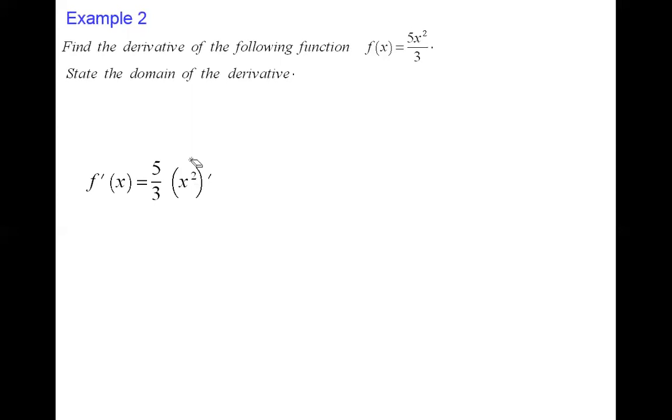That means the derivative of x squared is of course 2x. And now I can combine: 10x over 3. And the domain of the function is the same as the domain of the derivative, and it's all of the numbers. It's just x squared and x.